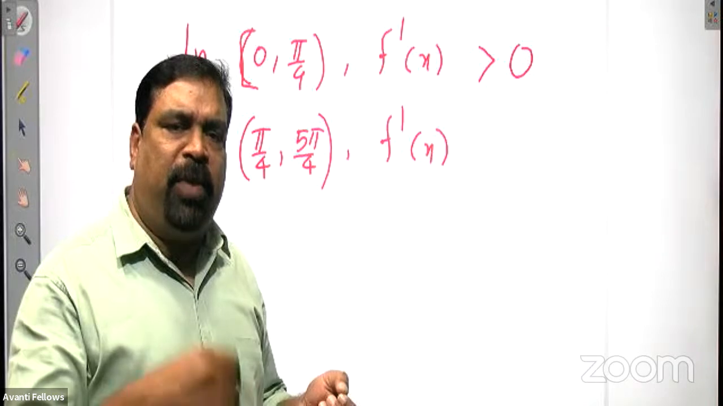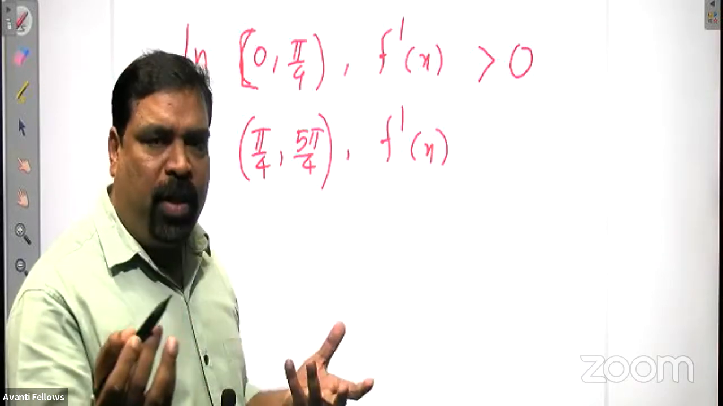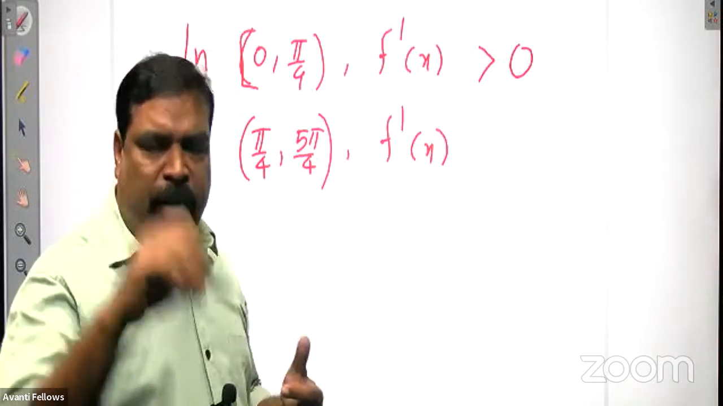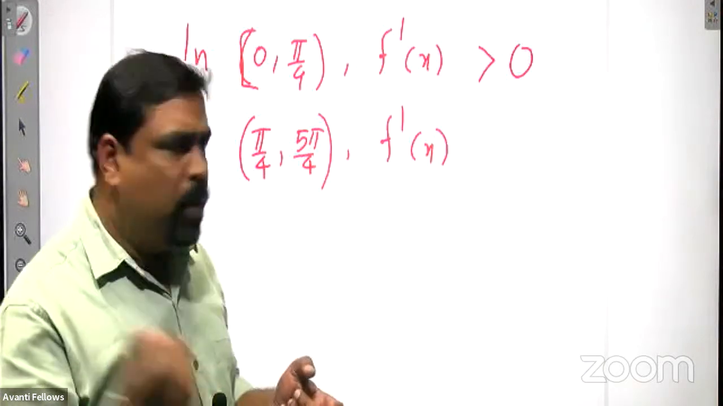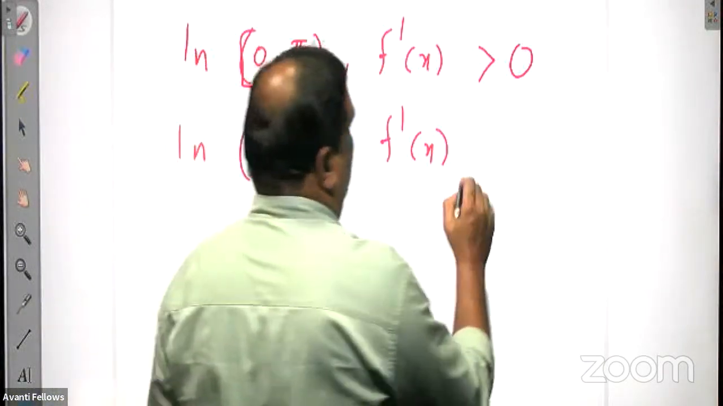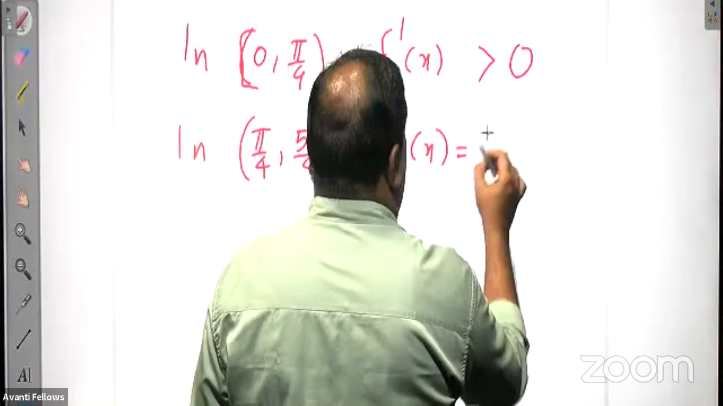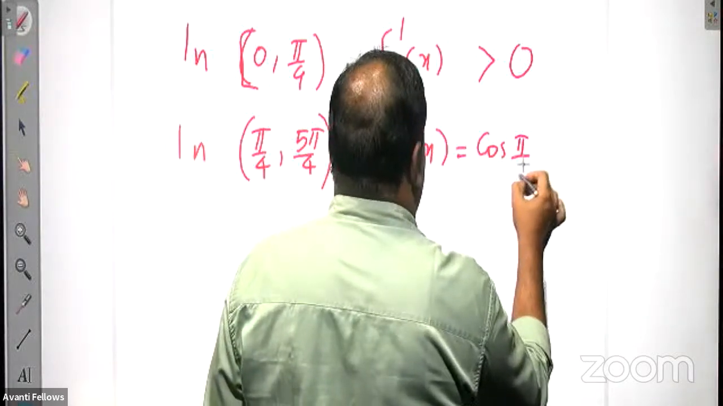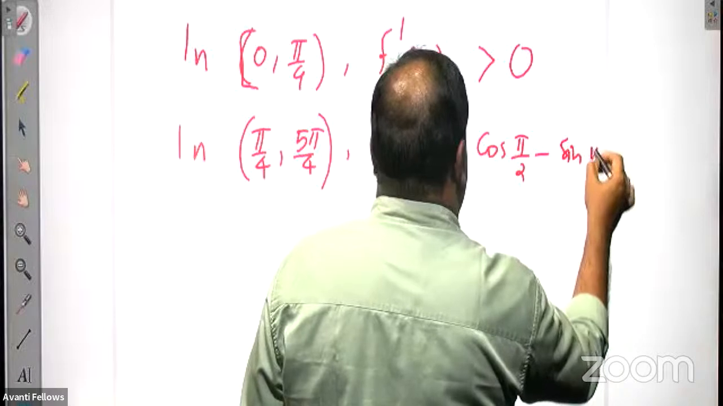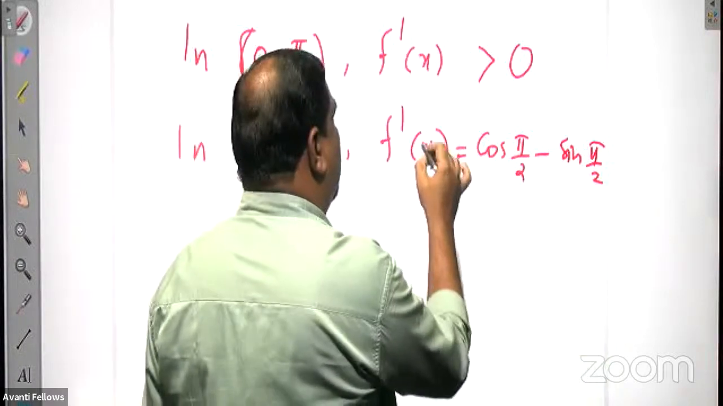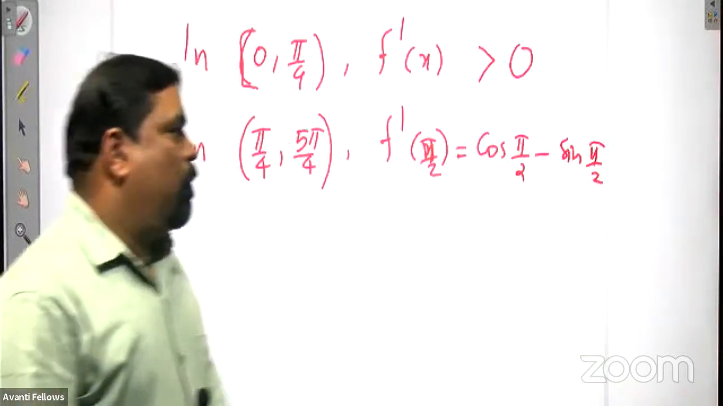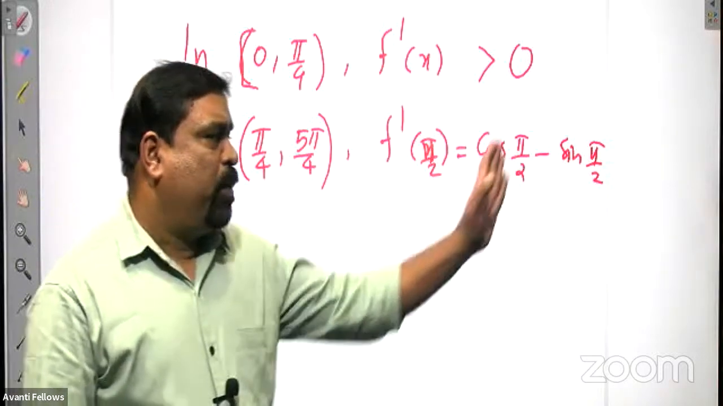In between pi by 4 and 5 pi by 4, you can take pi by 2. More than pi by 4, less than 5 pi by 4 means you can take pi by 2. And just to find the value of f dash x, very clearly, if I put pi by 2 for x, you will get cos pi by 2 minus sin pi by 2.